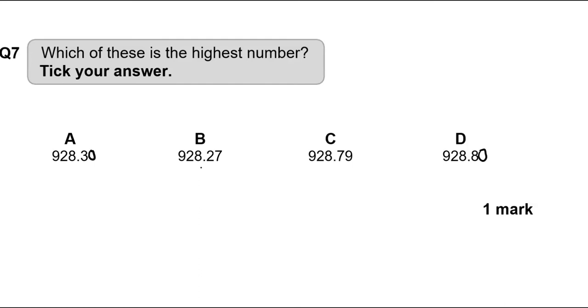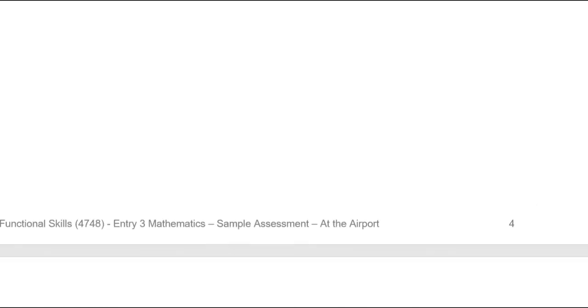And then looking at C, £928 and 79 pence. So that is higher than the two that we've looked at before. And D, £928 and 80 pence. So that is even higher than C as well. So D is the highest number.